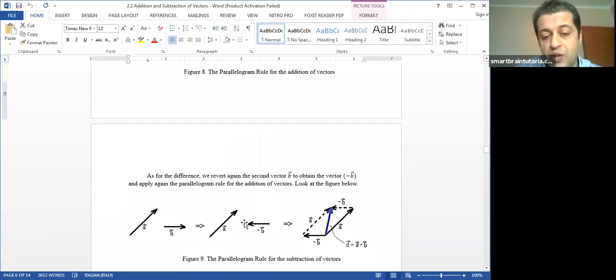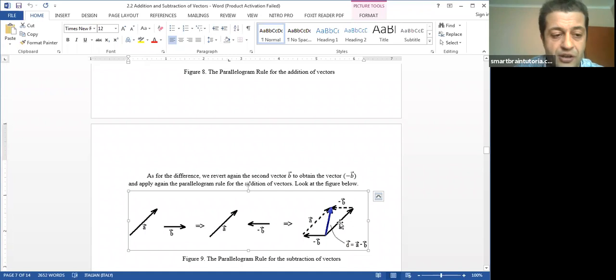About the difference, we again invert the second vector, invert from the arrow on the right, we get the arrow on the left. Then the second step is to bring them with the same origin. A is here, A doesn't change direction, only B changed direction. So the vector minus B is brought here, and we form again a parallelogram and we obtain the diagonal.